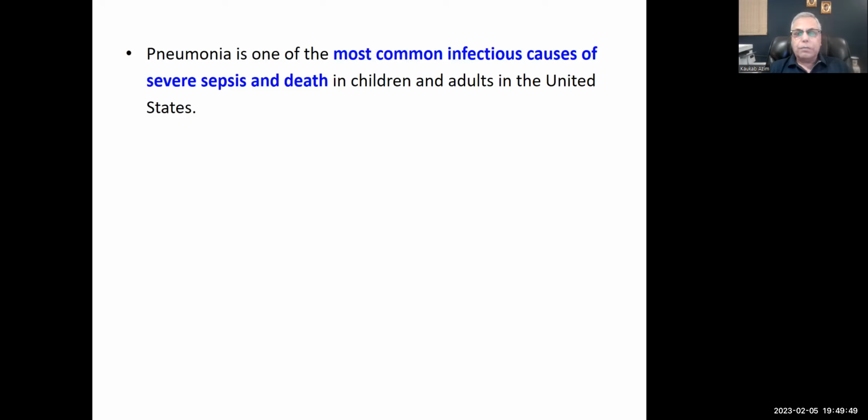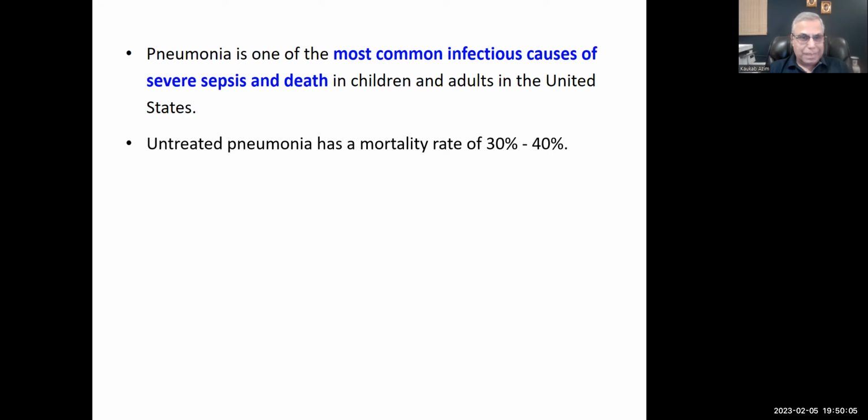So pneumonia is one of the most common infectious causes of severe sepsis and death. Okay, sepsis is even a more dangerous condition. We'll come into sepsis after 2 or 3 lectures. All right. So untreated pneumonia has mortality rate of 30 to 40%. Now, that means untreated means people don't get any treatment. That happens in poor countries or places where there are no medical facilities available.